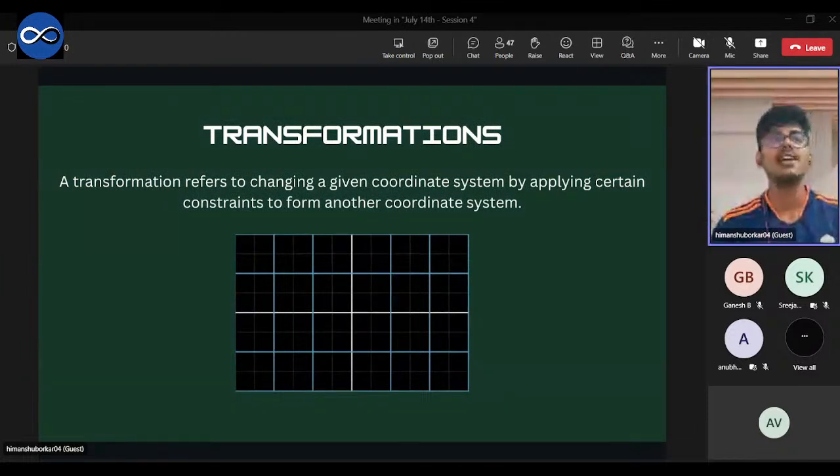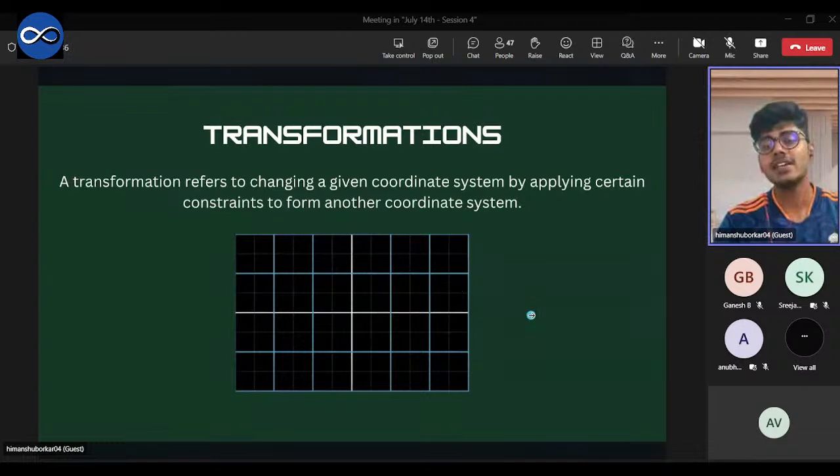Well, if I change something in my environment, that is a transformation. In mathematical terms, if I change something in my coordinate system, applying some constraints to it, it will give me some other coordinate system. It will be different from my original one, and that is transformation of coordinate systems, or transformation in short. So this is our standard Cartesian coordinate system, right?